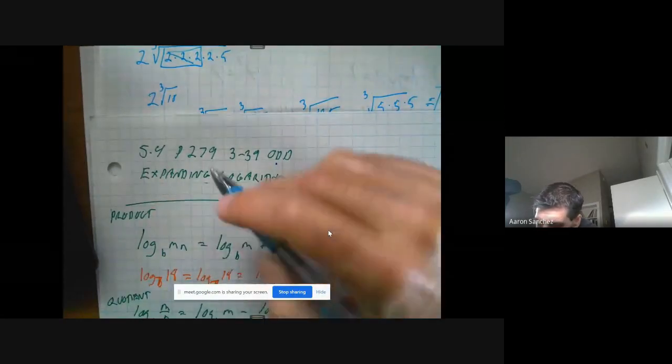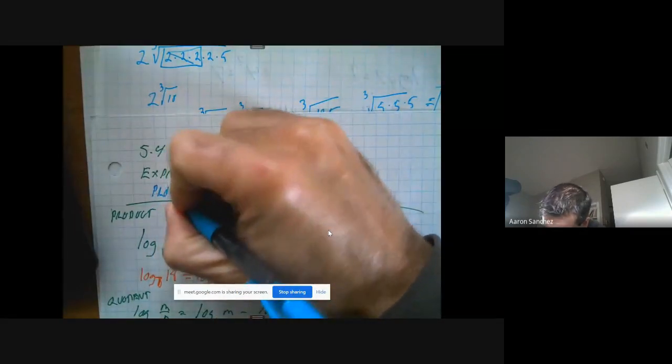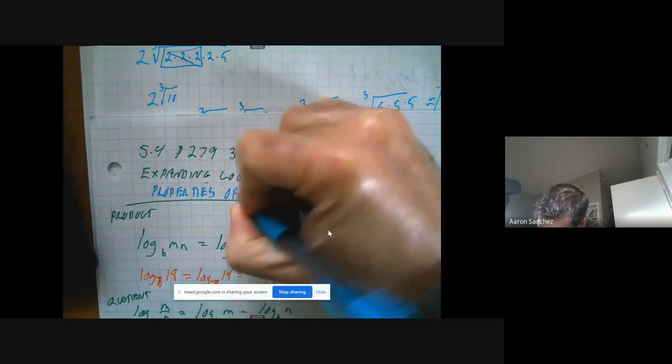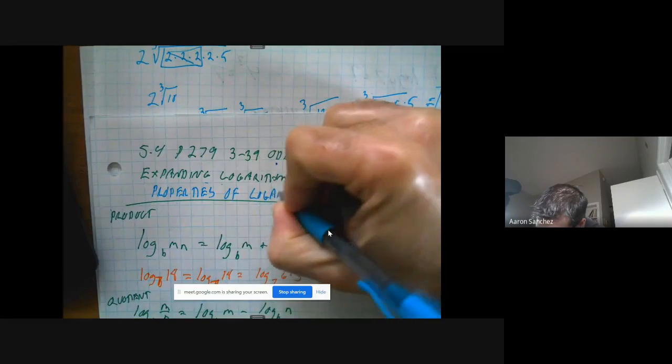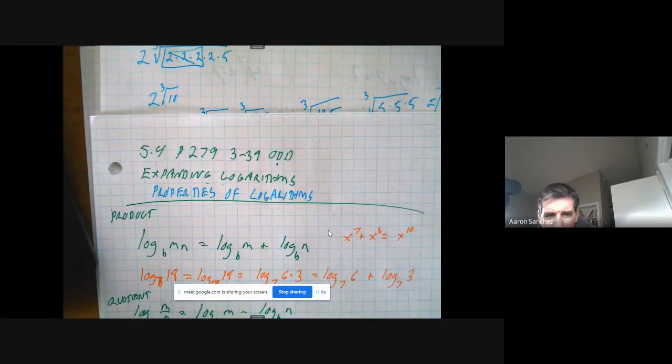Expanding logarithms or properties of logarithms. I'll get out. I know my hand's in the way. Properties of logarithms. Okay. 5.4, page 279, 3 through 39 odd, expanding logarithms or properties of logarithms.